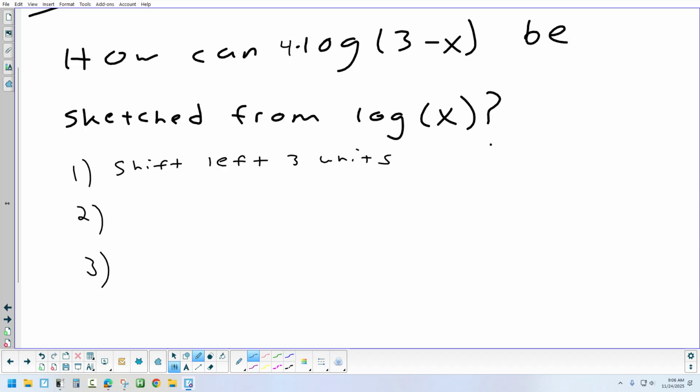Okay, my second transformation would be reflection over the y-axis. And what about my third transformation? Yep. Vertical stretch by factor of 4.